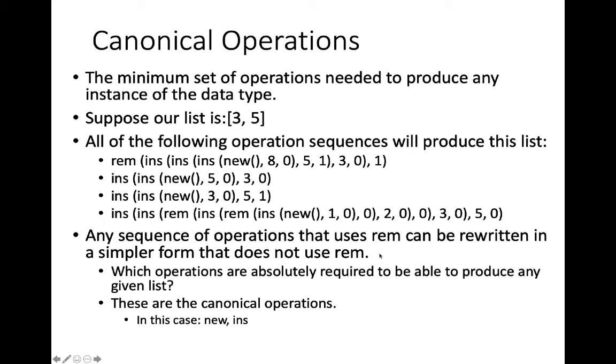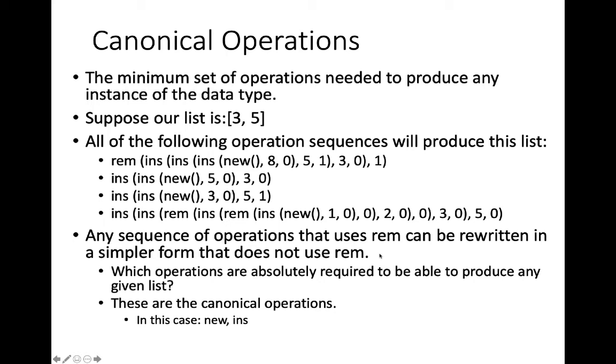Another way I could have created this list was to start with a new list and then insert 5 at the 0 position and then insert 3 at the 0 position, moving the 5 over. That would have generated the list 3, 5. Or I could have started with a new list and inserted 3 in the 0 position and then inserted 5 in the 1 position, the last position, after the 3, and that would have been a list 3, 5. Or, and you can see where I'm getting at this, there's lots of different ways I could have gotten to this list 3, 5. But which operations did I absolutely need to have in order to create the list 3, 5?